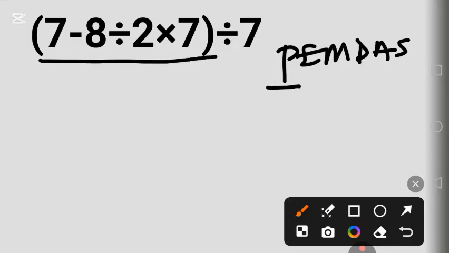Parenthesis. Everything in this parenthesis includes 7 minus 8 divided by 2 times 7.